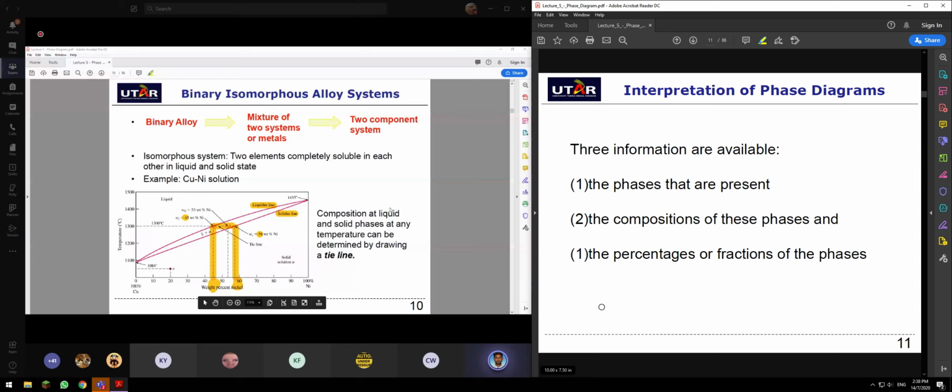Usually, will the temperature be given to find? Yes, of course. Sometimes you need to find the temperature as well. They give you the composition, they ask to find the temperature, and so on.